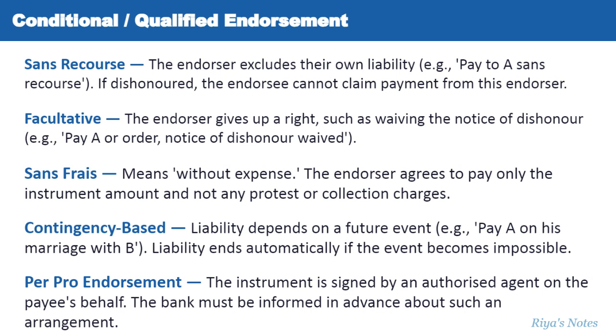Contingency-based liability depends on a future event, e.g., pay A on his marriage with B. Liability ends automatically if the event becomes impossible. For pro-endorsement, the instrument is signed by an authorized agent on the payee's behalf. The bank must be informed in advance about such an arrangement.